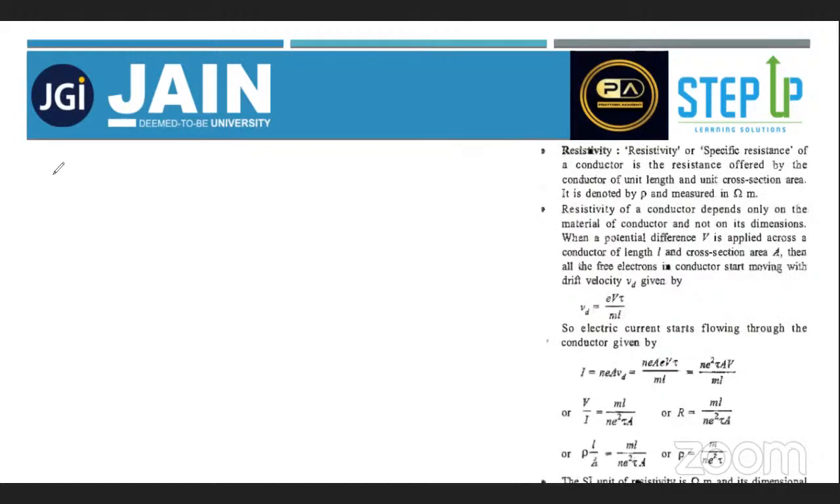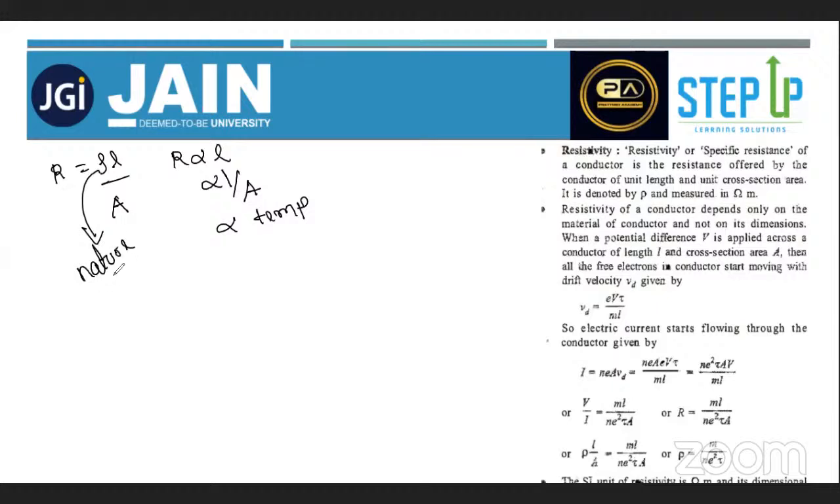Now, for resistivity, we write the formula R is equal to rho L by A. This says resistance is directly proportional to the length of the conductor and inversely proportional to the area. It depends on the nature of the material as well as temperature. But resistivity only depends on the nature of the material. Resistivity doesn't depend on the length or area. If the material changes, the value of resistivity changes.